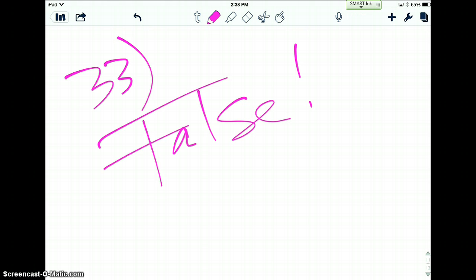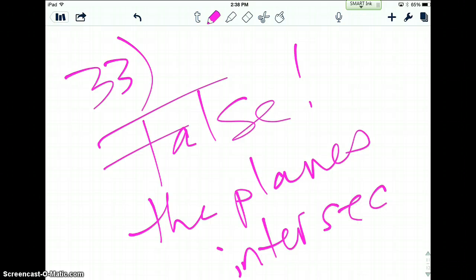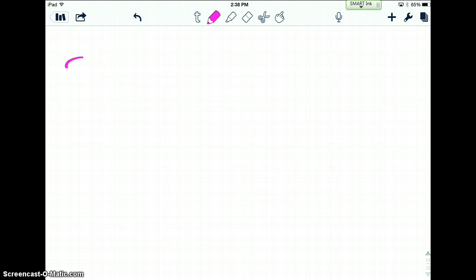Why wouldn't the planes be parallel? Because they are going to be planes. The planes would intersect. And you're like, wait, they don't intersect. But remember, planes are infinite. They keep going and going. So at some point, those two will intersect. So they are not parallel.